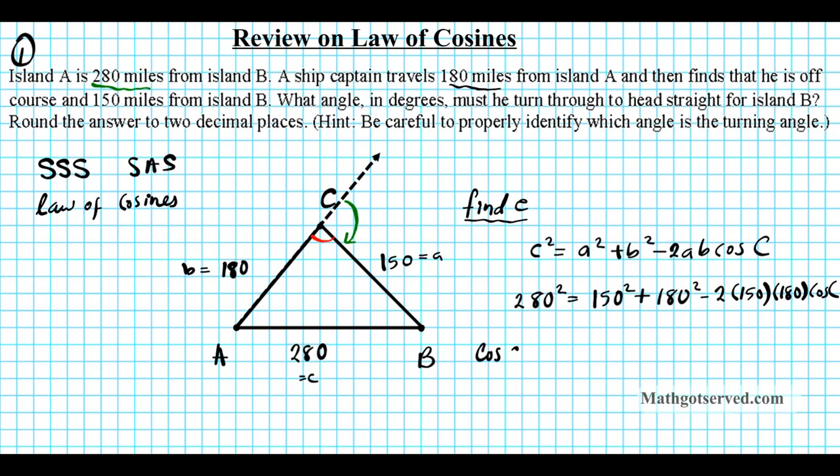Alright, so let's get cosine C by itself. To get cosine C by itself, all we just have to do is subtract these 2 squares from both sides of the equation. So we have 280 squared minus 150 squared minus 180 squared, and then we're going to divide both sides by negative 2 times 150 times 180. So let's go ahead and do that. If we divide both sides by that expression, it's going to shift to the other side of the equation. We have negative 2 times 150 times 180.